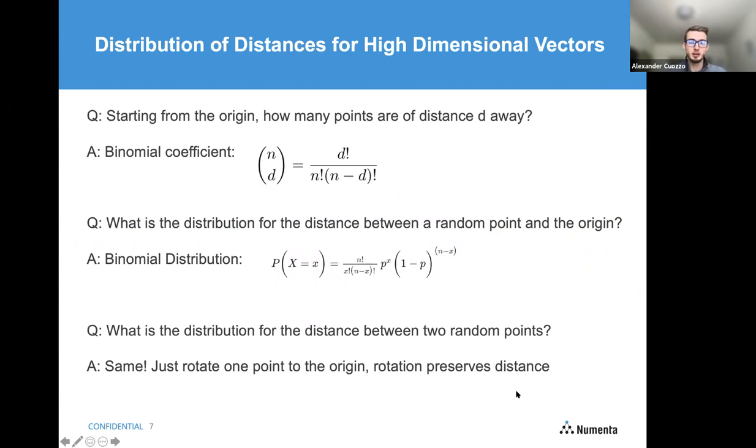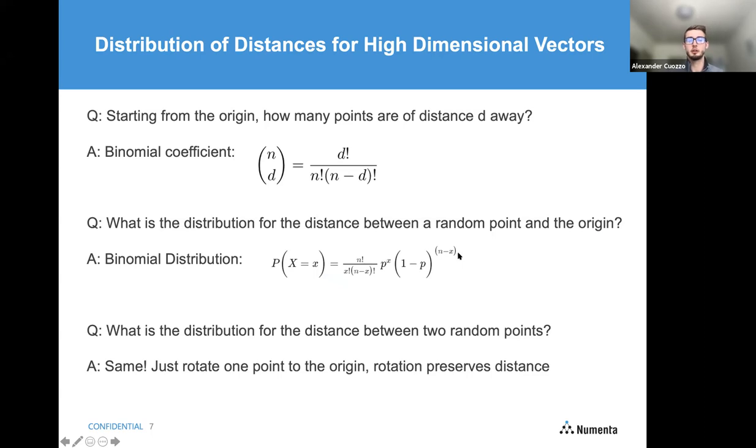Right, so then you can ask how many points are of distance d away from the origin. And again, since any point can be rotated to the origin, this applies to all points. And that's just the binomial coefficient. So if you have all the points that are exactly one bit away, it's all the vectors in which one bit is on compared to the origin. So that's 1,000 when n is equal to 1,000. And then for two, it's 1,000 choose two, and so on.